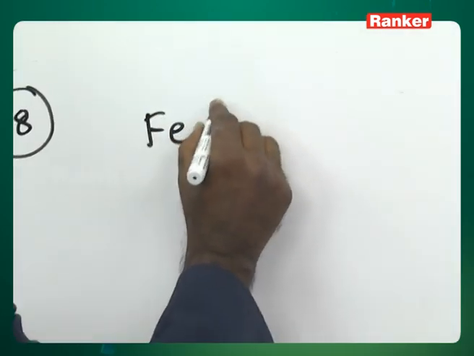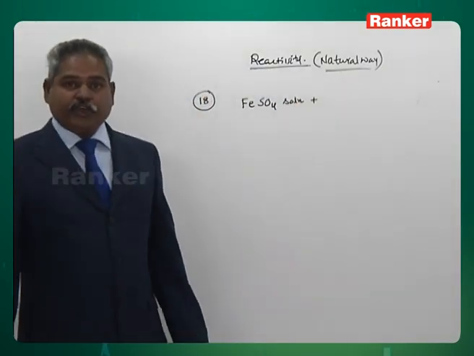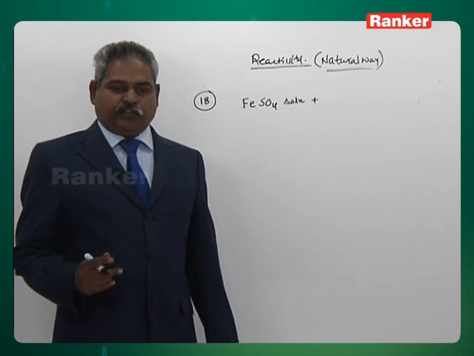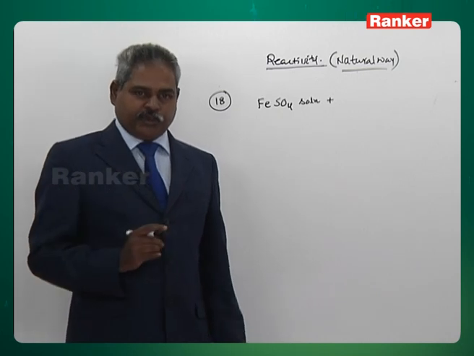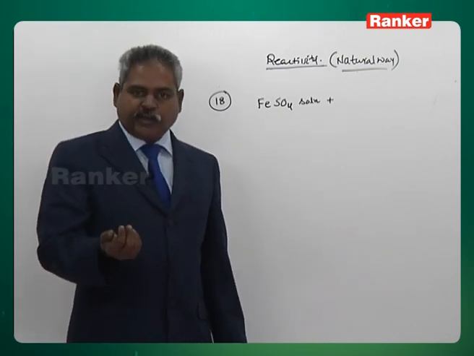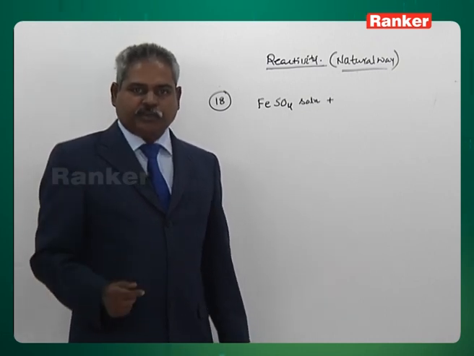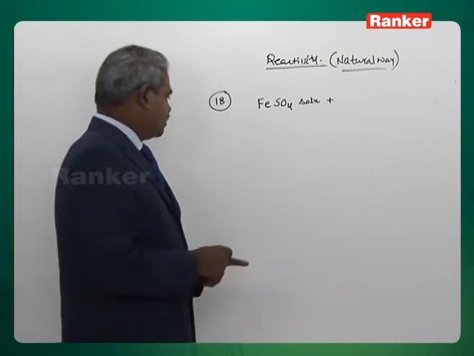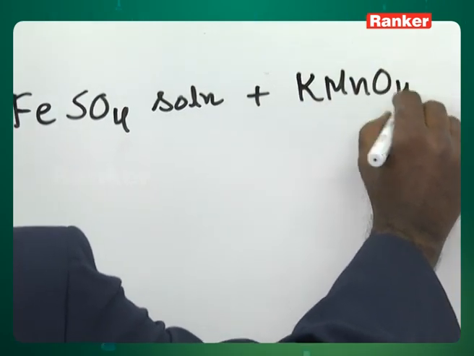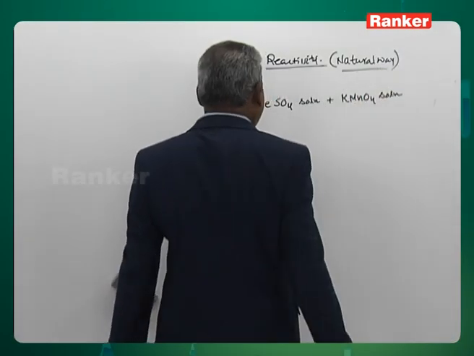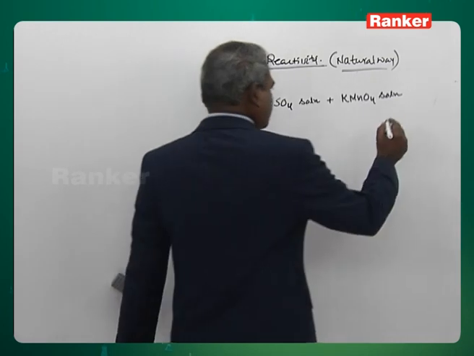So, ferrous sulfate solution. Solution, I repeat, because if I don't mention the physical state, if I say ferrous sulfate is added to permanganate, the first doubt you must get is what state you are mixing. Suppose if I take a salt of ferrous sulfate and a solid of potassium permanganate, what happens when two solids are mixed? You at best can get a mixture. So that's of no significance. FeSO4 solution plus KMnO4 solution and a pinch of acid.